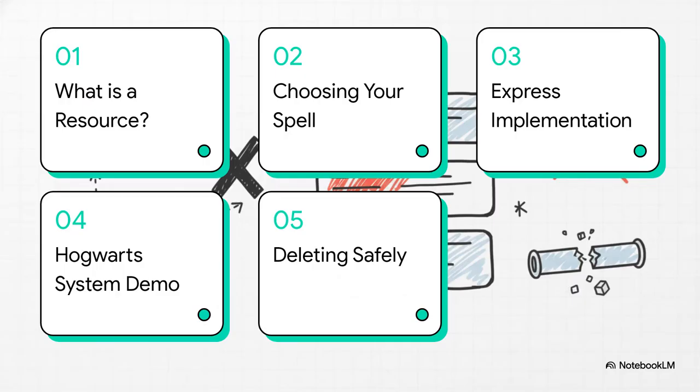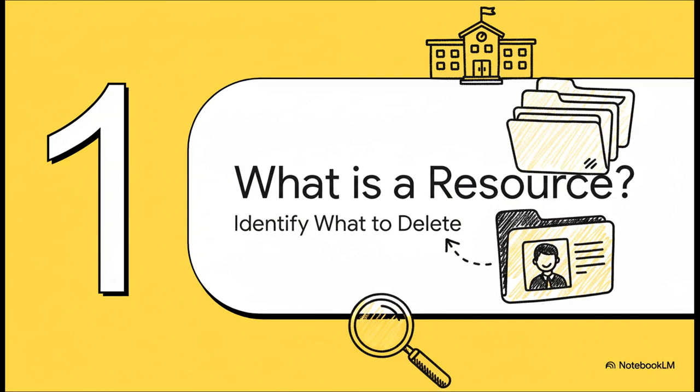Here's our game plan. First, we'll nail down exactly what a resource is. Then we'll pick the right HTTP spell for the job. After that, it's all about practice. We'll jump into some real Express code with a hands-on demo. And finally, and this is super important, we'll cover the safety measures to make sure our code is solid and reliable.